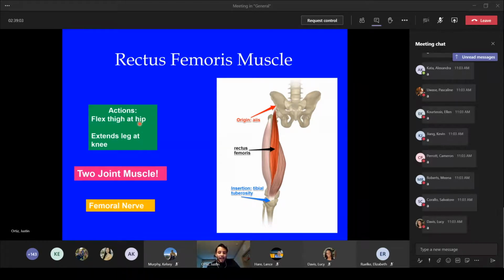But again, remember, flexed thigh at the hip, that's going to be rectus femoris. Your other quadricep muscles don't flex your thigh at the hip, right? Because they can't do that because they don't go all the way to the hip, right? So this is going to be a two joint muscle, and it's going to be femoral nerve.